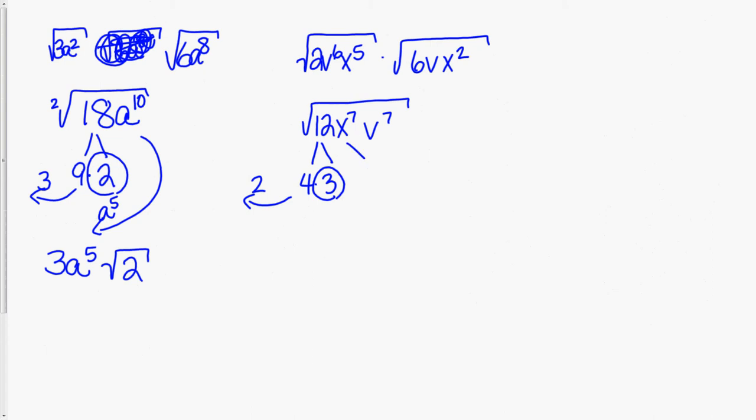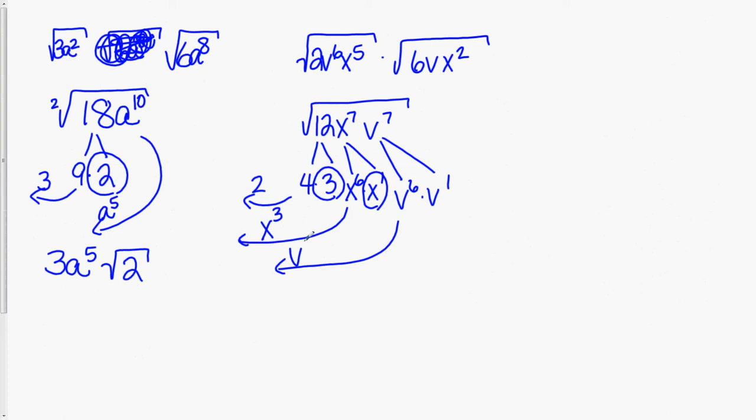For x to the 7th and v to the 7th, I'm going to do the same thing on both of them. That's going to become x to the 6th times x to the 1. 6 divides by 2 3 times. So 3 of those x's are going to come off and the x to the 1 stays. We'll do the same thing with the v. V to the 6th, v to the 1. 6 divides by 2 3 times. So 3 of those v's come off and that v stays.